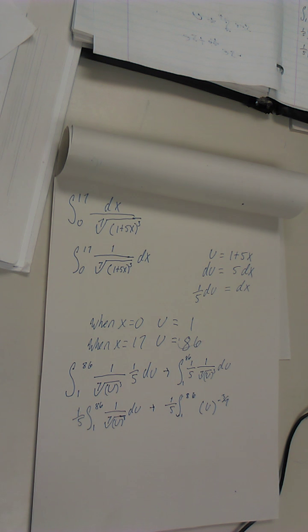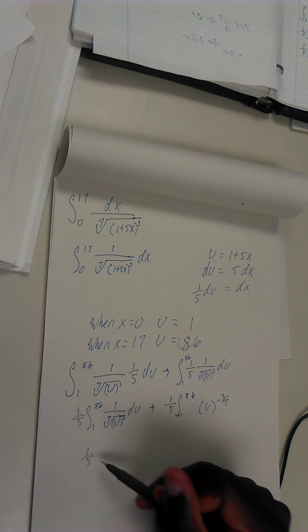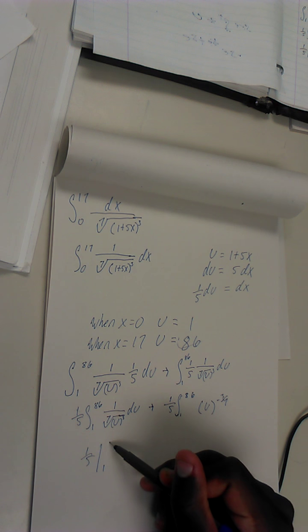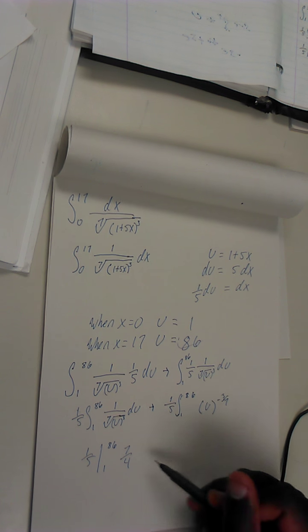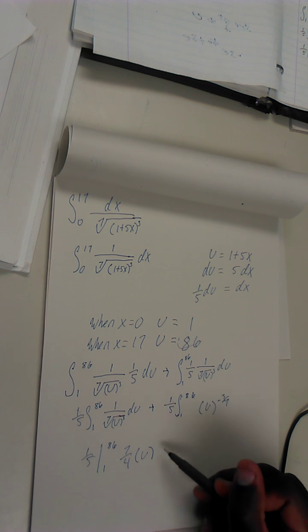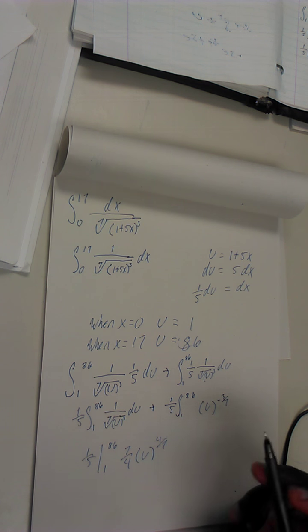So -3/7 plus 1 is 4/7. So now you're looking at 1/5, get rid of the integral symbol, from 1 to 86, 7/4 u to the 4/7, right?